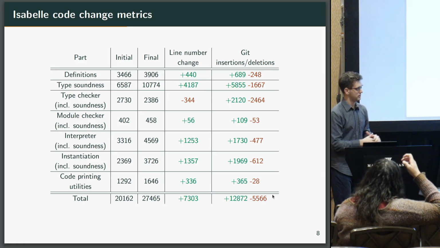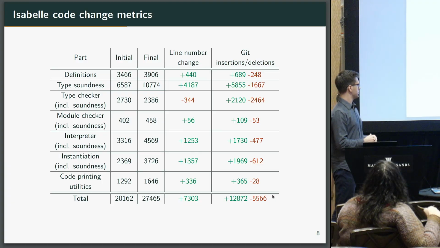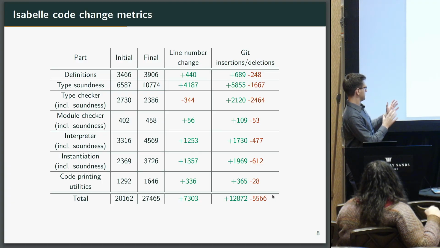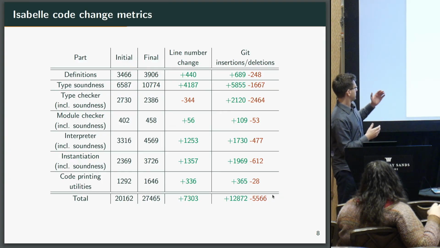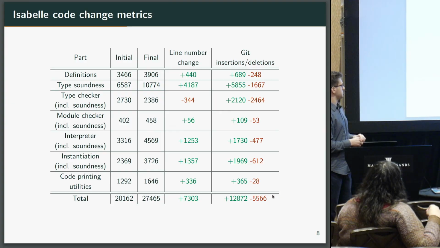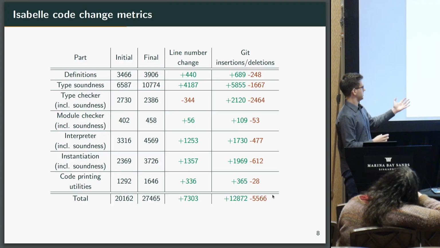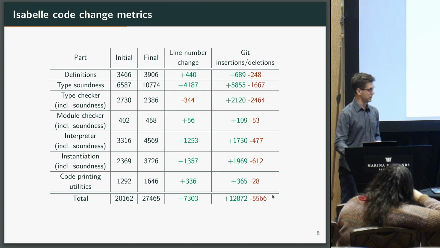Now, a bit about the metrics of the code change in the mechanization. So overall, the mechanization grew from 20,000 lines of Isabelle code to 27,000 lines of Isabelle code, which is an increase of roughly a third. Significant changes were needed for type soundness, type checker, interpreter, and instantiation. One thing to note is that the type checking procedure got simpler, and the number of lines for the type checker definition and the soundness proof actually shrank, even though the language expanded.